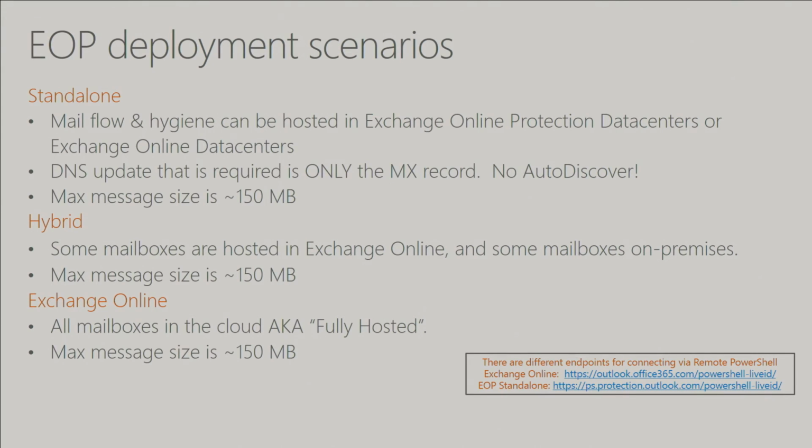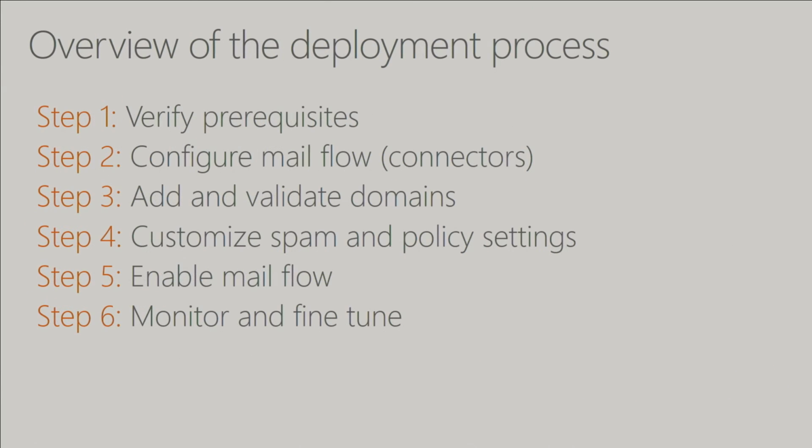One of the things that we should note is PowerShell is a little bit different depending on what your configuration is. There is a different entry point for standalone versus Exchange Online. So essentially, I did say you just change your MX record and you're done. There are 6 steps if you want to take it to the high level.